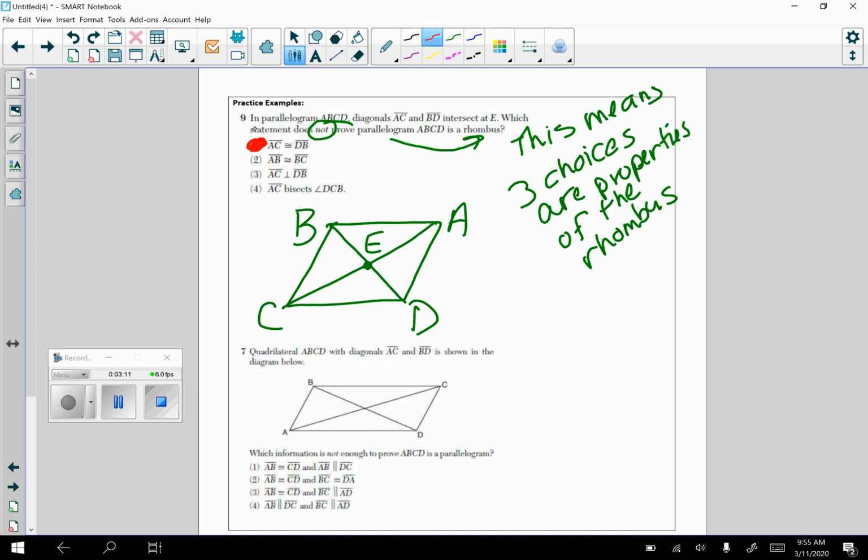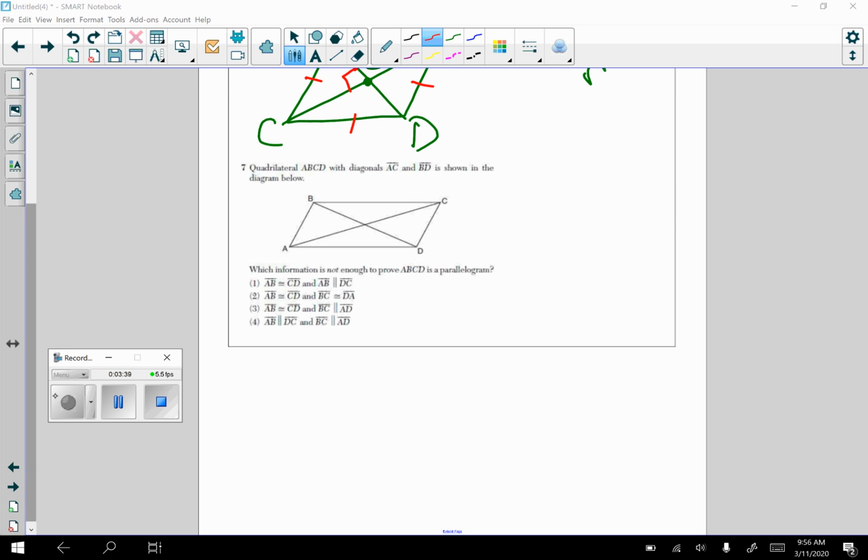Choice 2, AB is congruent to BC. Well, we know that all sides of the rhombus are congruent. So that's true. Choice 3 says AC perpendicular to DB. That's true. We know the diagonals of a rhombus are perpendicular. And choice 4 says AC bisects angle DCB. And we do know that the diagonals of a rhombus bisect the angles.